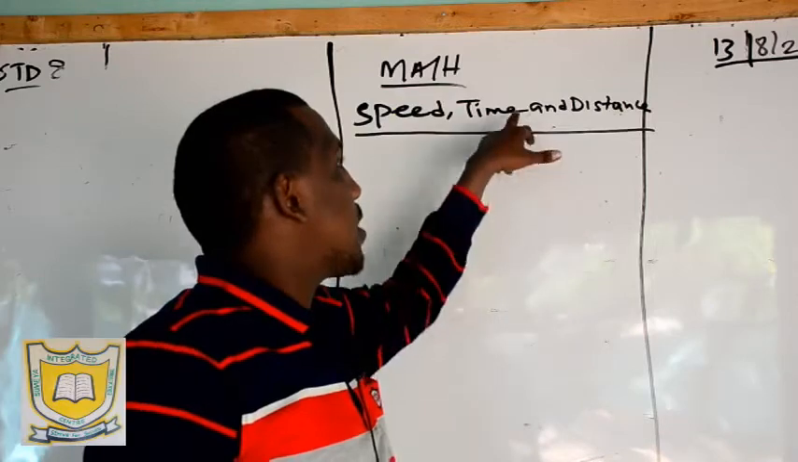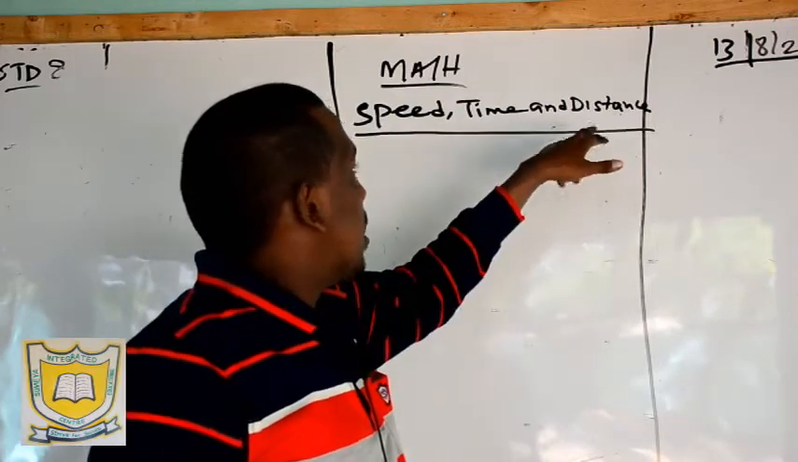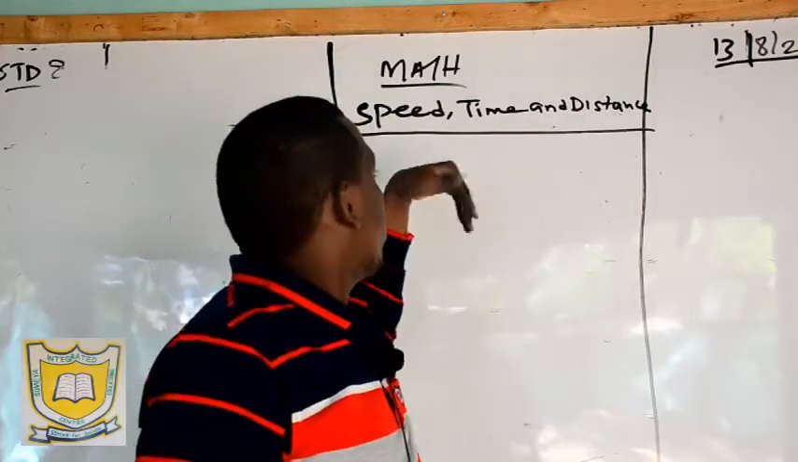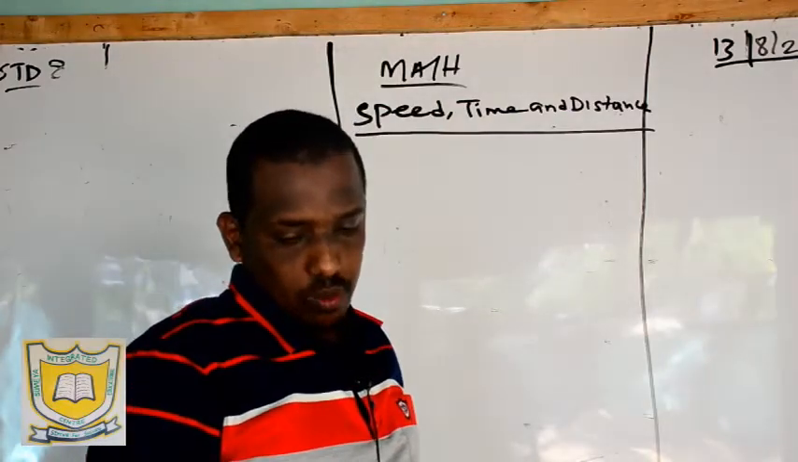Today we shall be looking at speed, time, and distance, whereby you will be given speed and distance and then you are told to find time, or you will be given time and distance and then you are told to find the speed. So we shall be doing that.